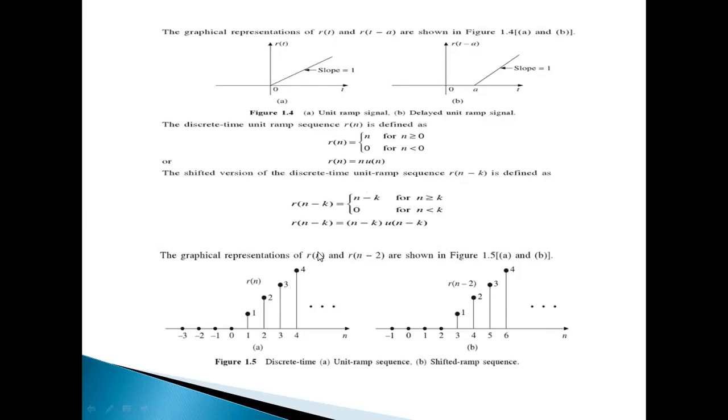In the graphical representation of R of n, the value increases correspondingly as n increases. At n equal to 0, R of n is 0; n equal to 1, R of n is 1; n equal to 2, R of n is 2; n equal to 3, R of n is 3; n equal to 4, R of n is 4. R of n minus 2 means shifting to the right by 2 samples. So the last value at n equal to 4 will, after shifting by 2 samples, appear at n equal to 6.